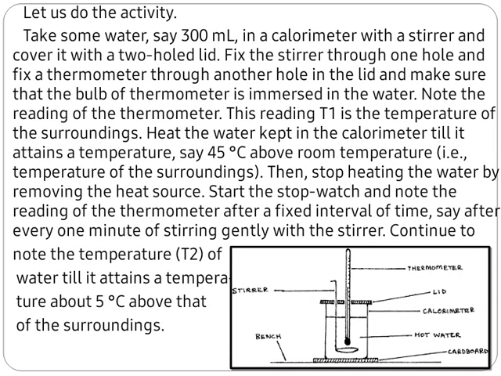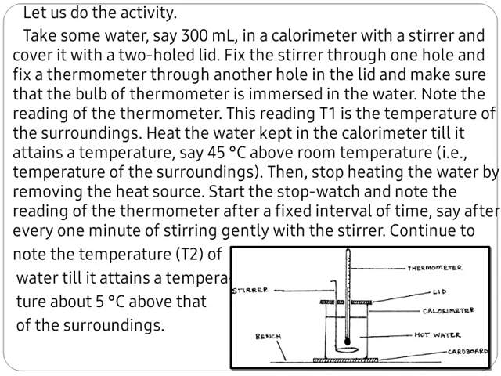Consider the temperature of the water to be the same as that of the surroundings. Let T1 be the temperature of the surroundings. Heat the water kept in the calorimeter till it reaches a temperature of about 45 degrees Celsius, which is above the room temperature, that is, the temperature of the surroundings. Then stop heating the water by removing the heat source.